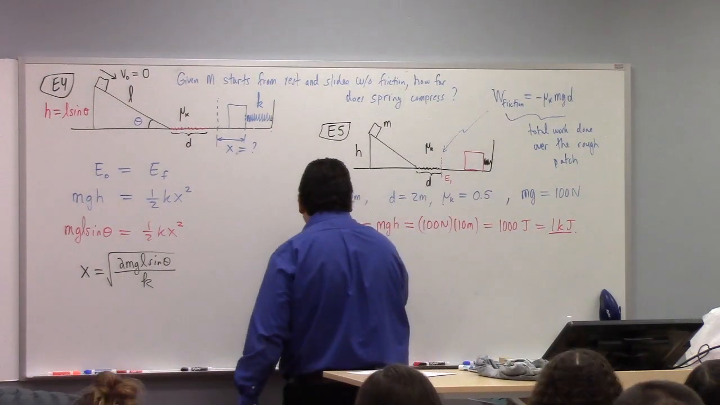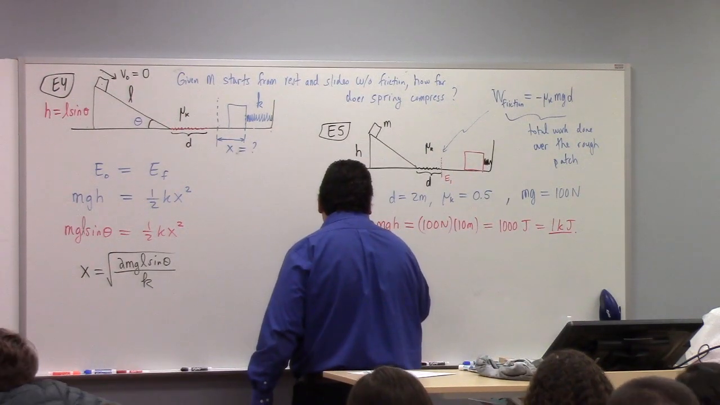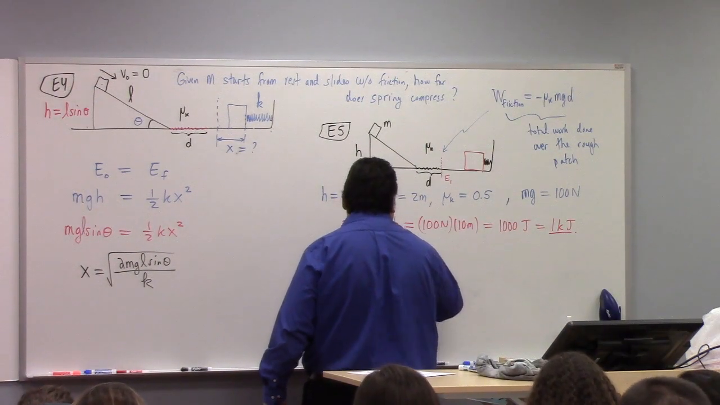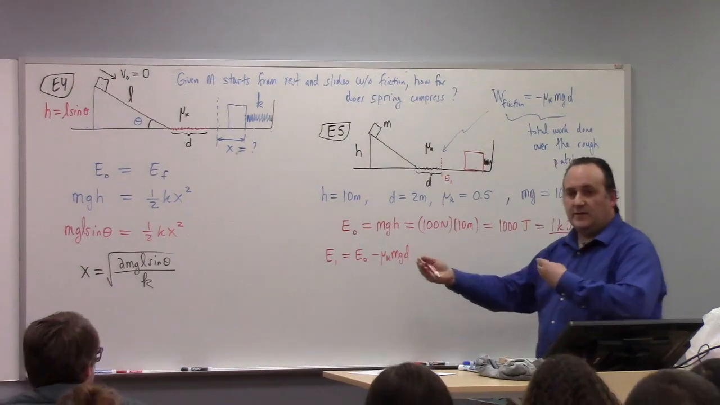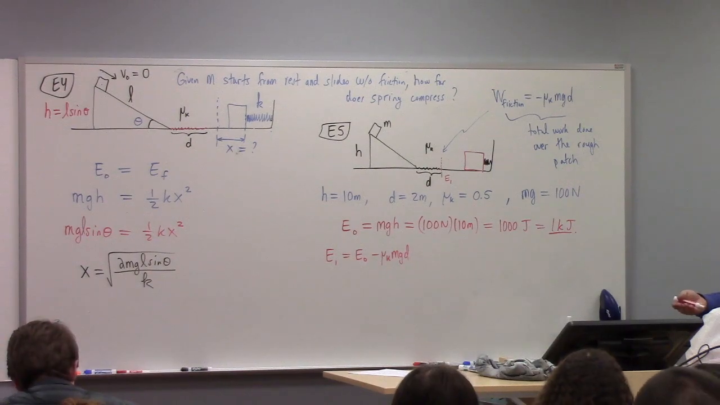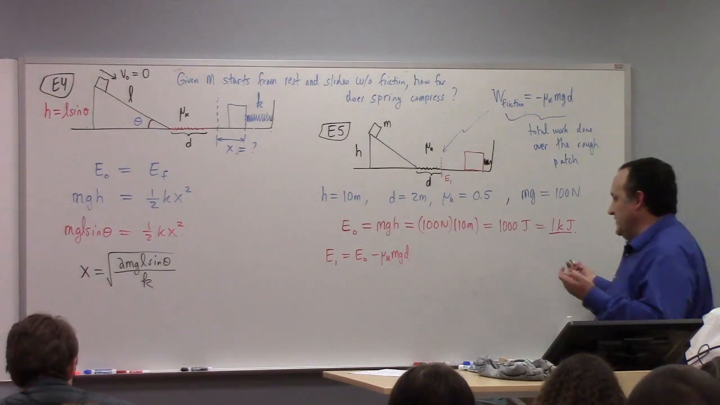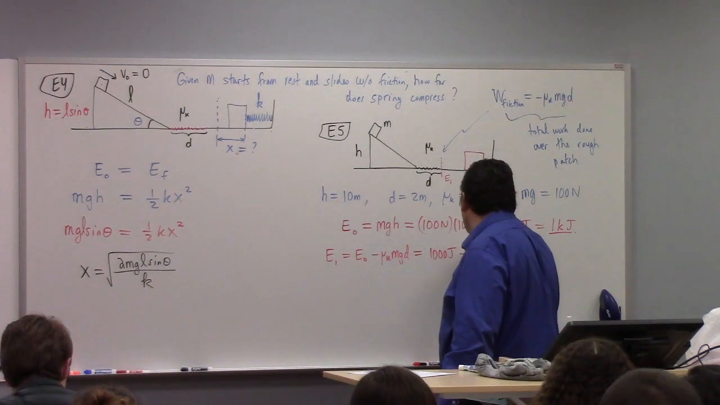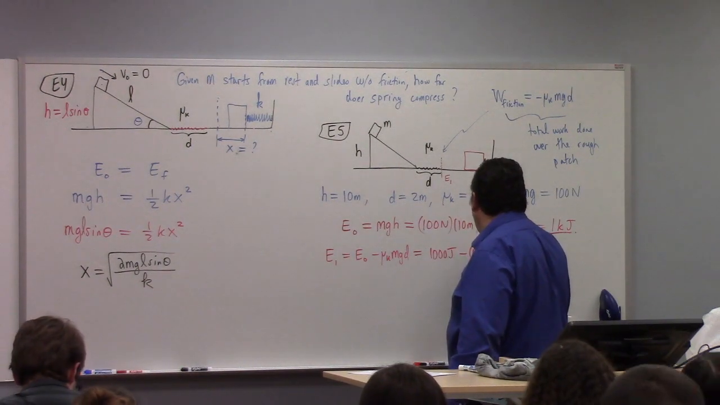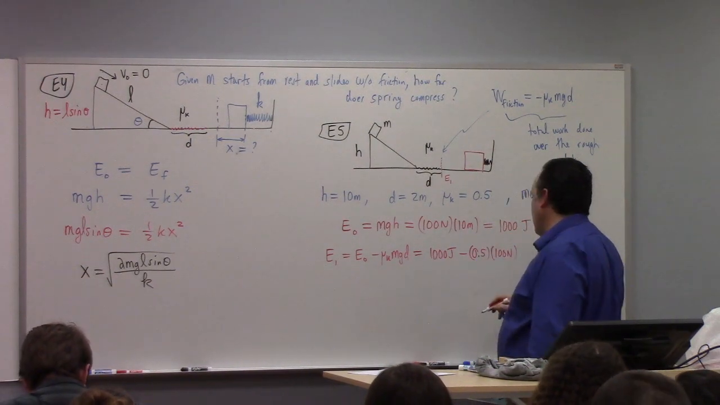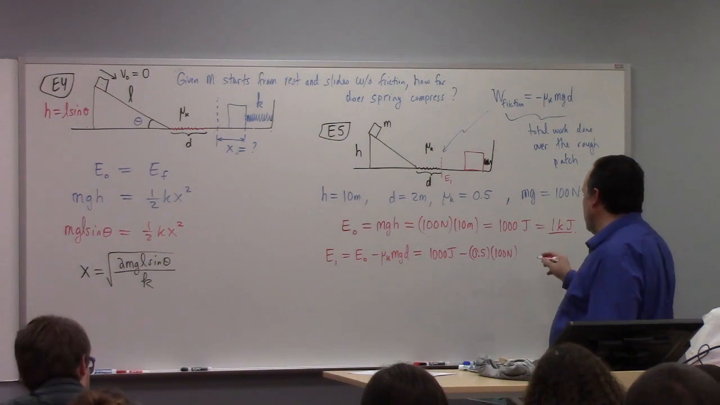E1 would be E naught minus mu k mgd. Because we have the initial energy, and we lose energy to friction, so we should have less energy after we go over that rough spot. How much less energy? Let's find out. 1,000 joules minus 0.5 times what my mg was, 100, right? And what was the d? 2 meters.